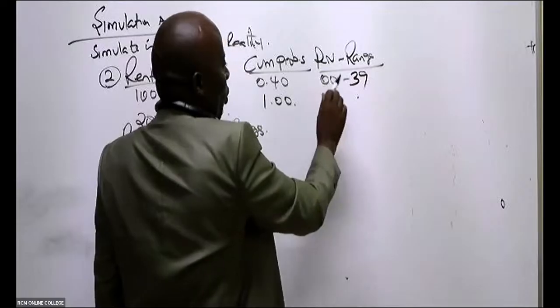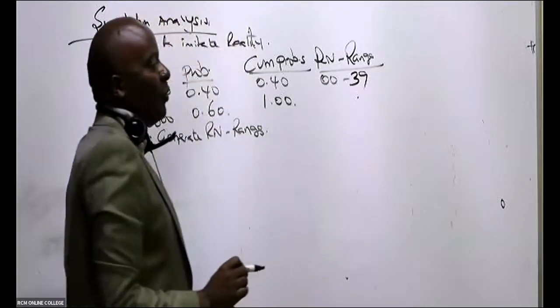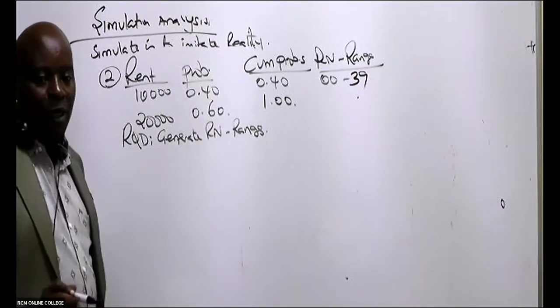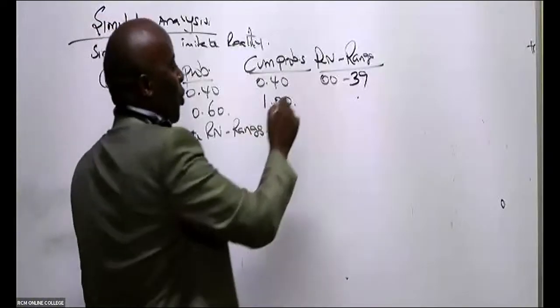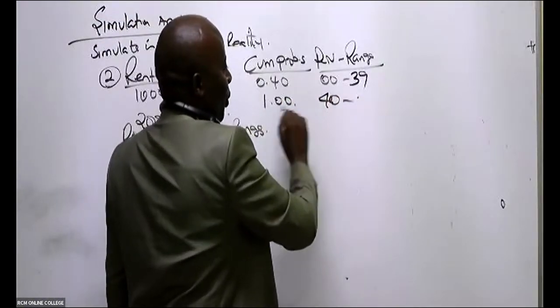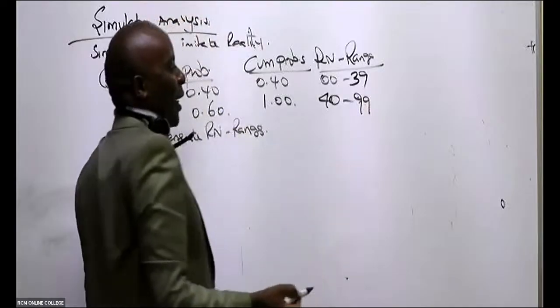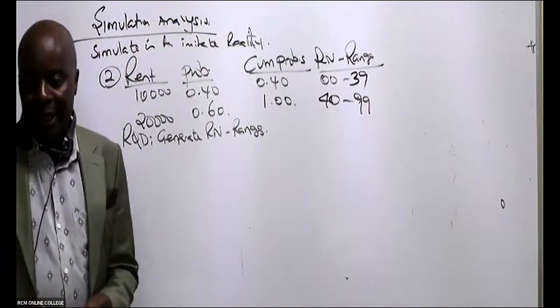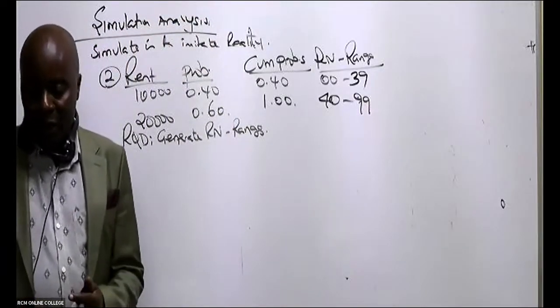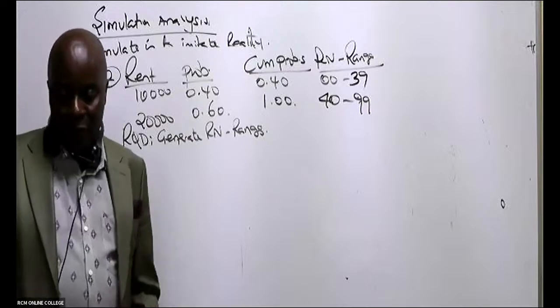From there we take on the next number. The next number after 39 will be 40. So I talk of 40 all the way to what? To 99, isn't it? 40 to 99 like that. Anybody who has a question, remember, if you have got questions, feel free to ask them.